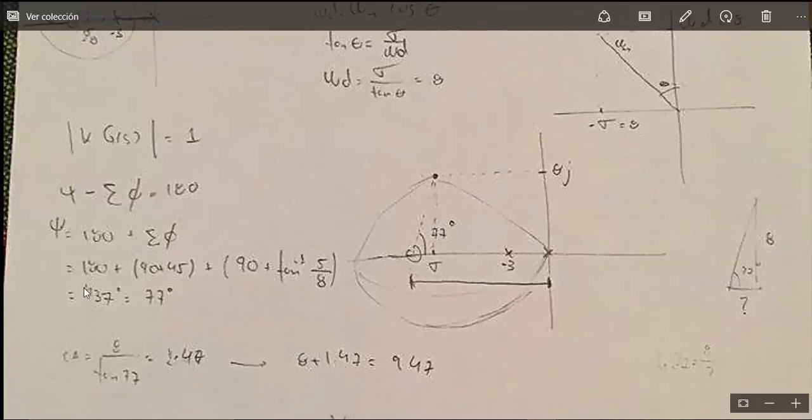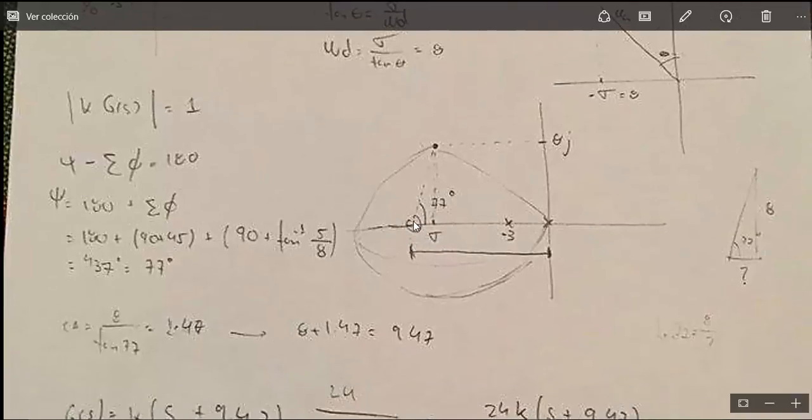After we calculate this, we know that the angle between the x-axis and the point from the zero is going to be equal to 77. As this angle is lower than 90, we know that the zero is going to be left of the sigma. So we put this zero right here.